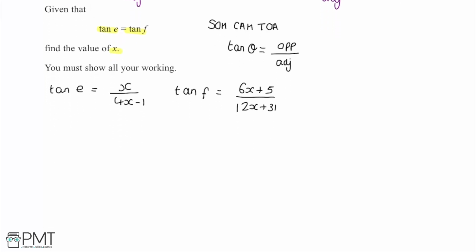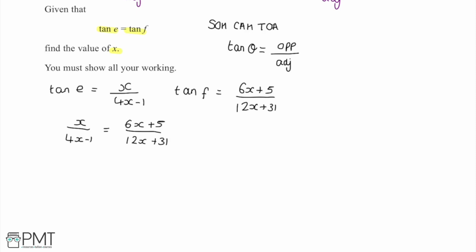Now what we can do, because we have this expression here and we're told this, is make them equal to each other. So tan of E, which is x over 4x minus 1, is equal to tan of F. And we now have set up an expression which is just in terms of X. So we can solve this to find the value of X, which is what we need. So we need to solve this equation that we have here.